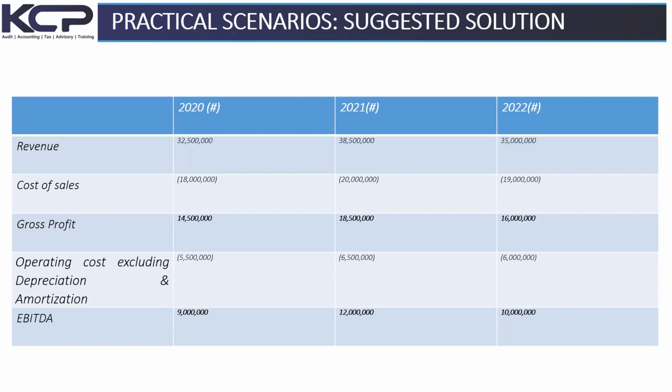EBITDA is a workback of that. If you are working this from your financials and you want to ascertain EBITDA, when you ascertain your operating profit, just make sure that interest that must have been deducted before is added back to your profit. Tax that must have been deducted, if at all there is any, is added back to your profit. Depreciation that must have been deducted in the question is added back to your profit. And amortization that must have been deducted before is added back to your profit. That will give you what we mean by EBITDA. So in this instance, the EBITDA in the first year is 9 million. In the second year is 12 million. In the third year is 10 million.